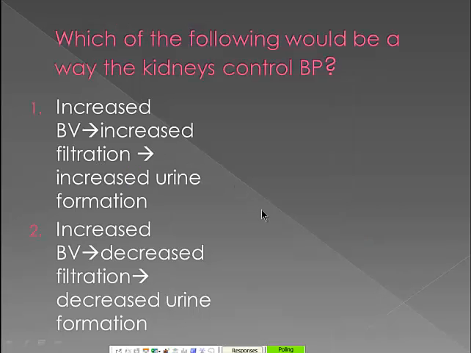So let's look at this question. Which of the following would be a way the kidneys control blood pressure? So increased blood volume would cause increased filtration and increased urine formation, or increased blood volume would cause decreased filtration and decreased urine formation.